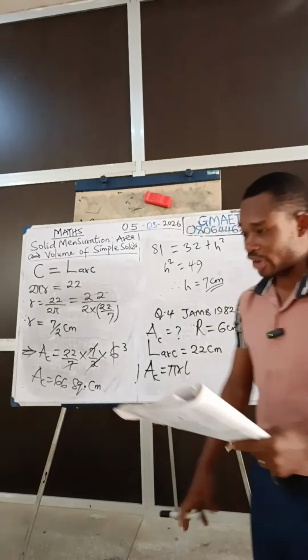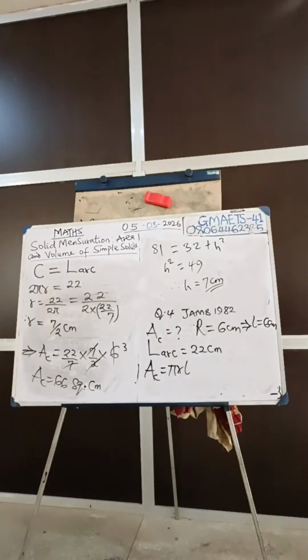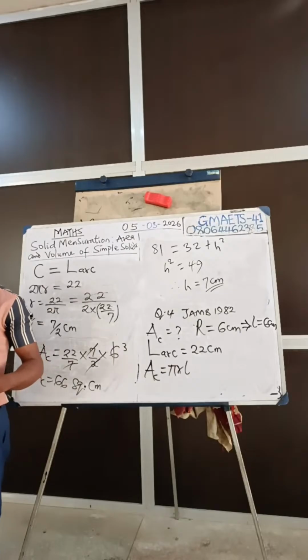A solid hemisphere has radius 7 centimeter. Find the total surface area. Once again, you are taking pi to be 22 over 7. Option A is 400 square centimeter. Option B is 462 square centimeter. Option C is 66 square centimeter. And then option D, 308 square centimeter. This is JAMB 2002.